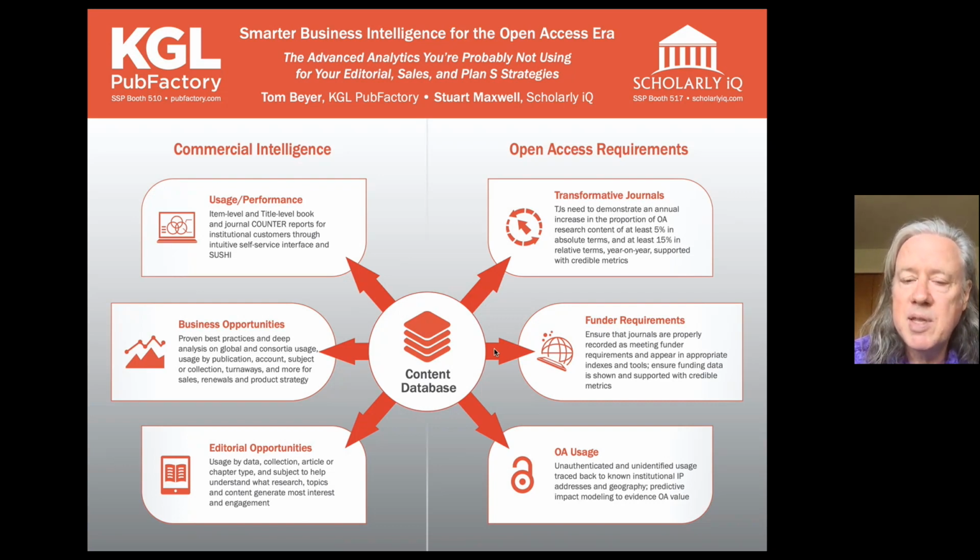And then finally, with open access content, really the whole impetus for the movement was to increase the impact of the content. So how can you do that? One thing that you can do is to trace your usage back. So it's all unauthenticated usage, but can you trace it back to institutions? It turns out there are tools to allow you to do that, and that can be really helpful for showing the impact that your content is having.